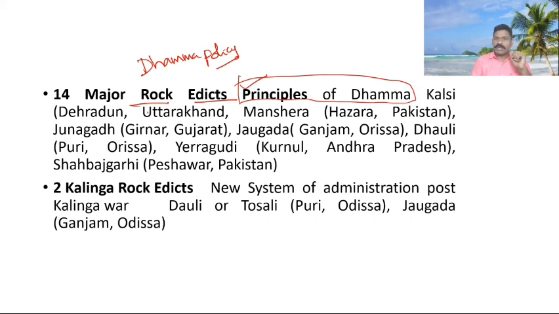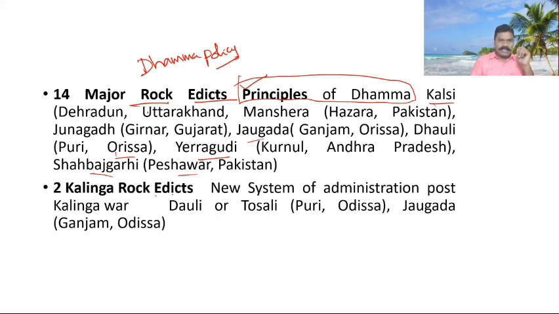These inscriptions were found at Kalsi, Dehradun in Uttarakhand, Manshera, Hazara in Pakistan, Junagadh, Girnar in Gujarat, Jaugada in Ganjam district of Orissa, Dauli in Puri of Orissa, Yarragudi in Andhra Pradesh, Rajula Mandagiri in Andhra Pradesh, and Shahbazgarhi in Peshawar of Pakistan. In areas like these, we will find the 14 major edicts.